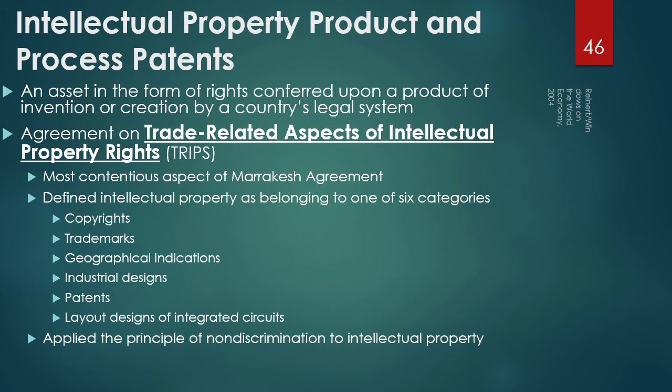Now, remembering that China came into the WTO in 2000, and notwithstanding the exemptions and the restrictions, both positive and negative, that last 10 years, China is held to these conventions as well. Again, it was the most contentious aspect of the Marrakesh Agreement, and it defined intellectual property as belonging to one of 6 categories: copyrights, trademarks, geographical indications, industrial designs, patents, layout designs of integrated circuits, and applied the principle of non-discrimination then to intellectual property.